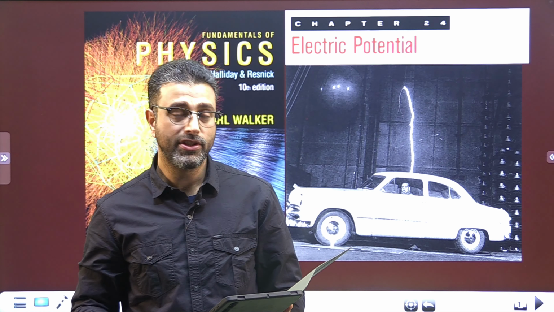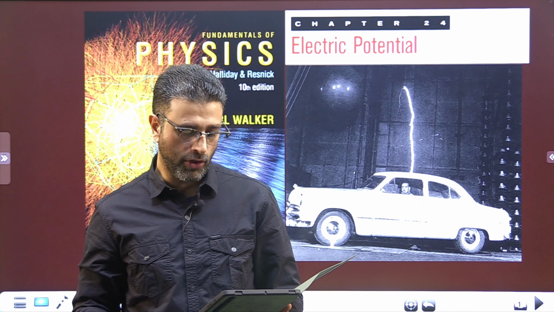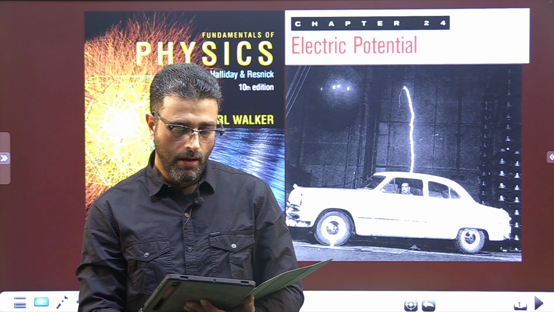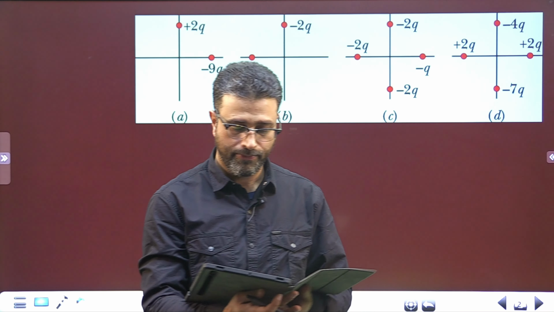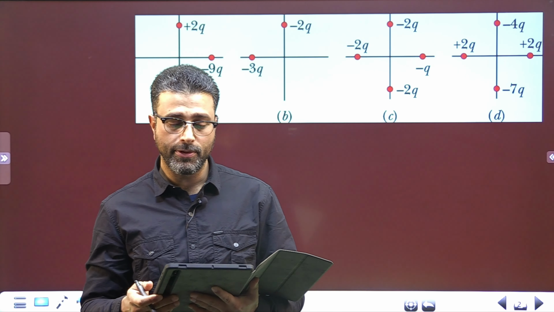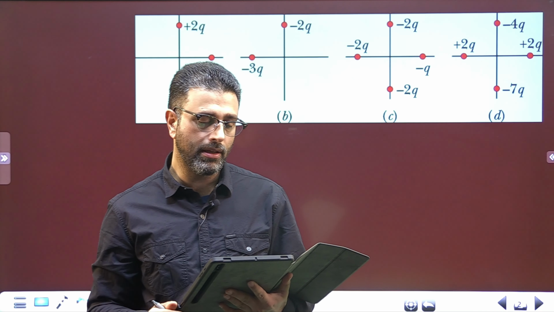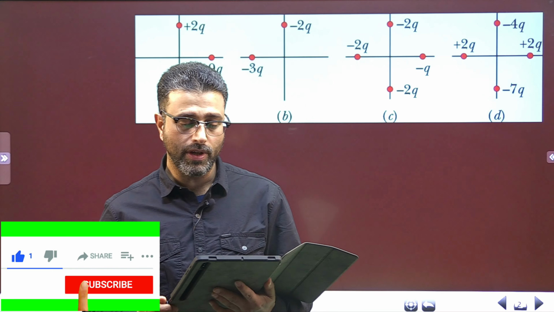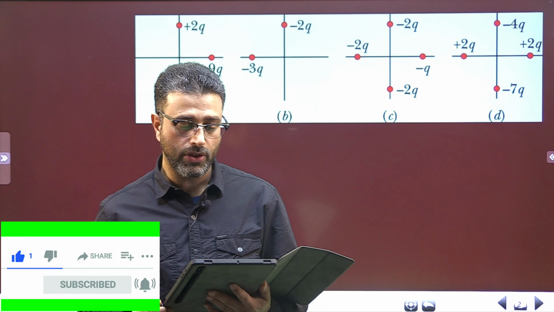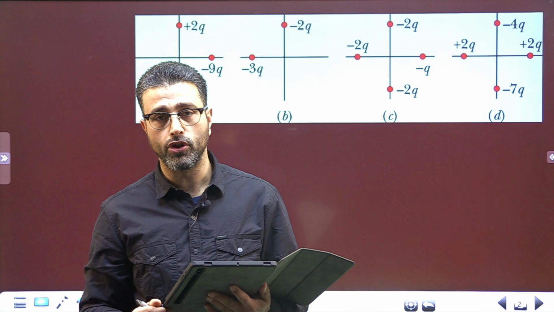Question number 6, chapter 24, electric potential. Figure 29 shows four arrangements of charged particles, all the same distance from the origin. Rank the situations according to the net electric potential at the origin, most positive first.